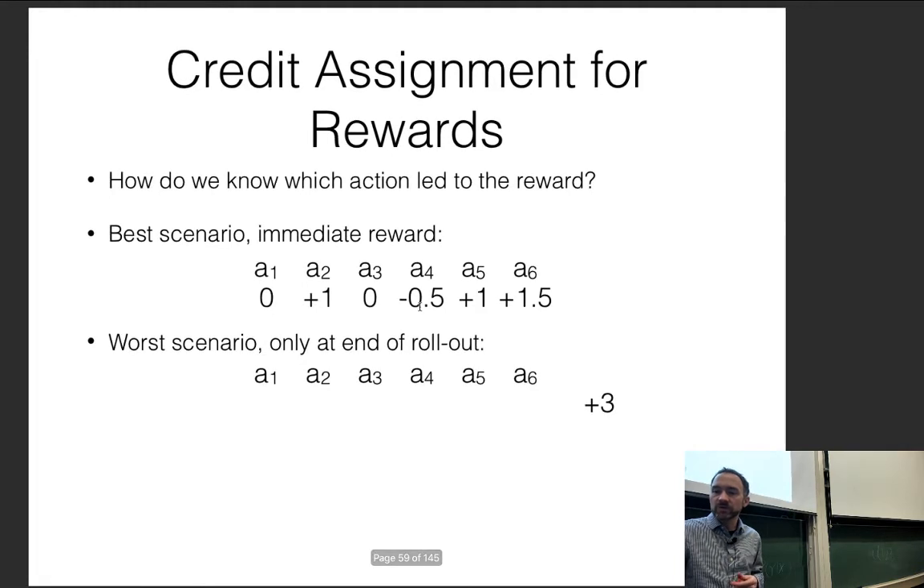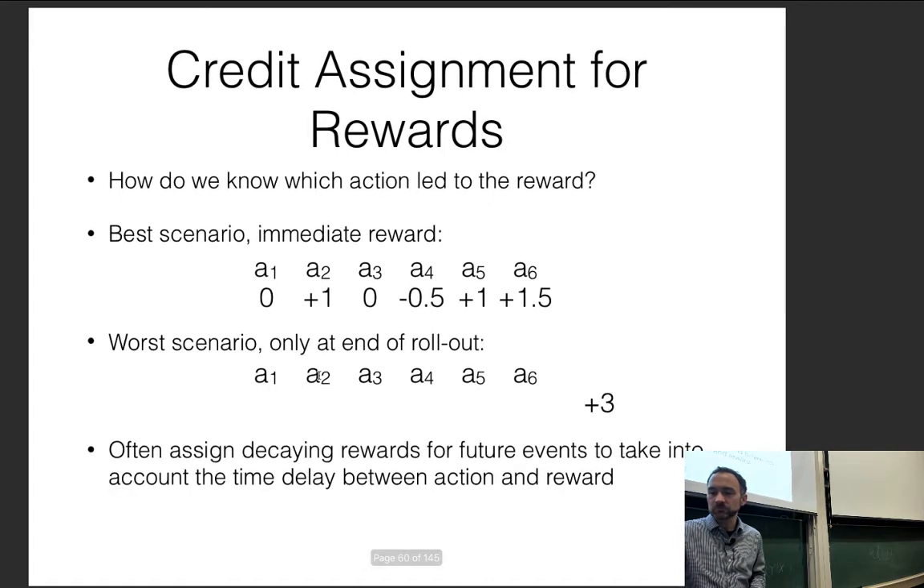The worst scenario is we only get it at the very end of training. So we get a reward of +3, but we don't know which one of A1, A2, A3, A4, A5, A6 was responsible for getting this at the end. So if we do this, basically the model has to jointly infer which action was good and which action was bad with respect to getting this reward, and update the model parameters. And we often assign decaying rewards for future events. This was covered in the reading as well.